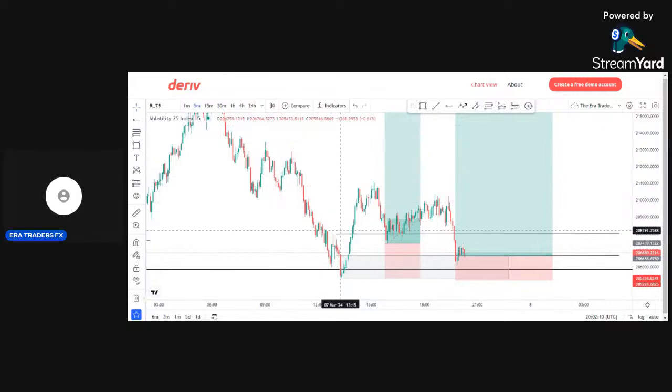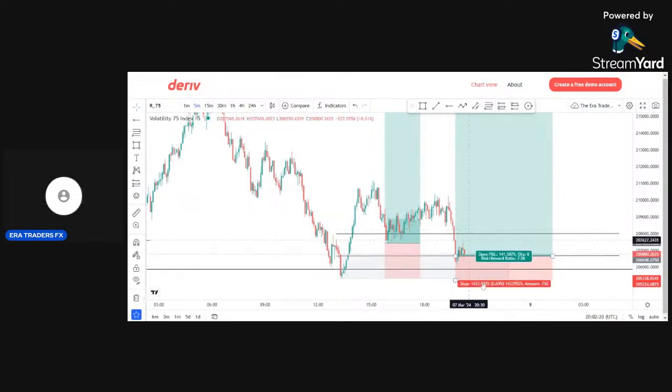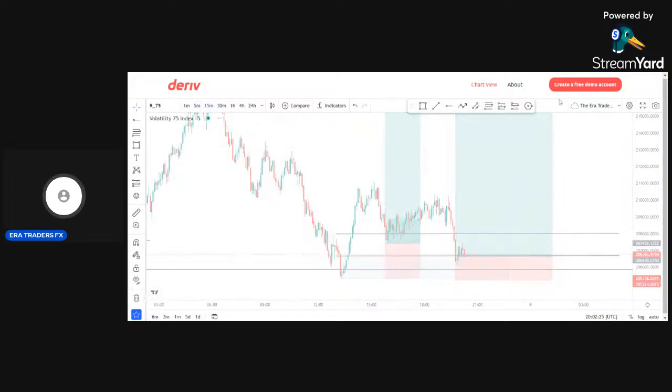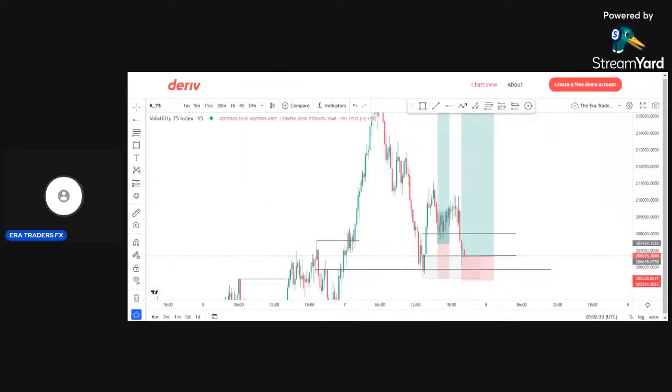I entered first because of the fair value gap and the mitigation block, but it chose to come into the other block. So I'll still stick to my direction. I will not say the market is retracing or changing direction. I'll still stick to where I first saw that price is going. All I'll do is wait for price to do whatever it wants to do. Price hit our SL, we enter again. Right. So that's it for tonight.